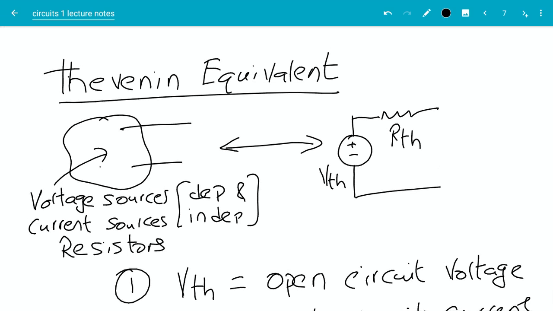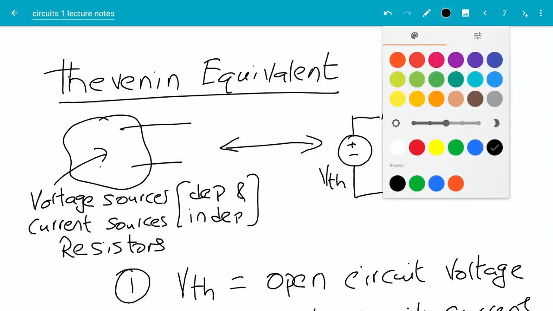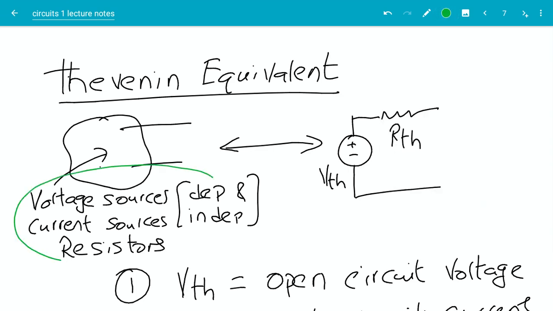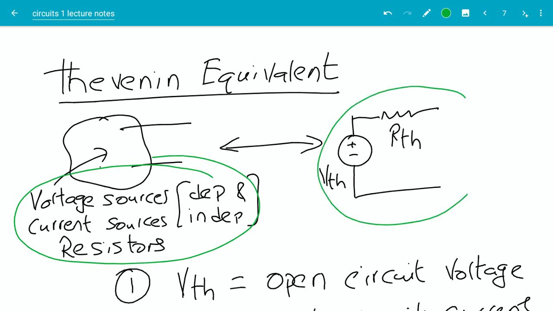Consider a circuit which is made of voltage sources and current sources and resistors, and these sources can be either dependent or independent, and they could be connected any way. So there's a complicated mess of circuits with all these components inside, and there are two wires coming out of the box. As long as the circuit contains only these components, Thevenin theorem says that you can replace that entire circuit with a circuit which looks like this.